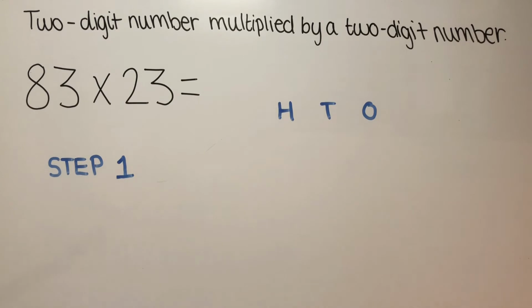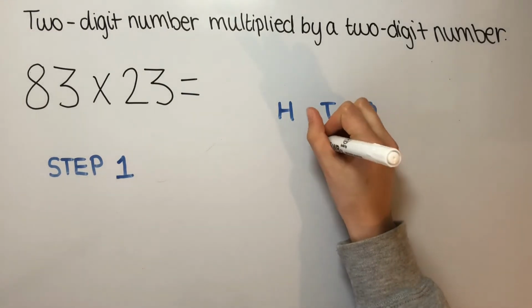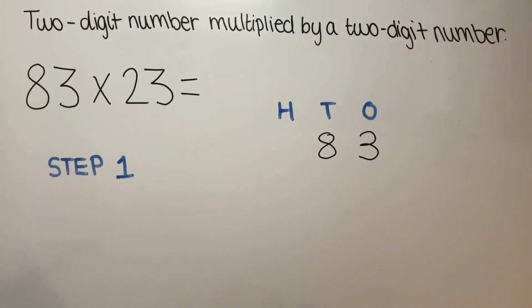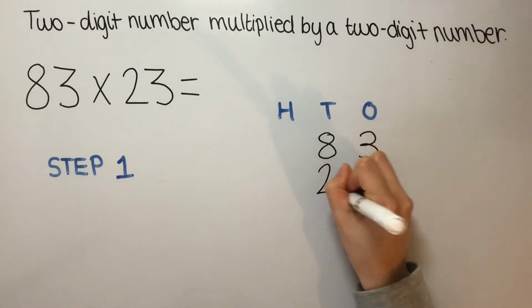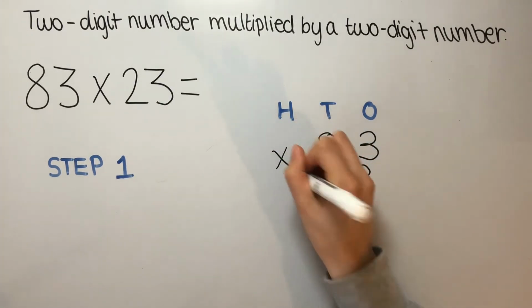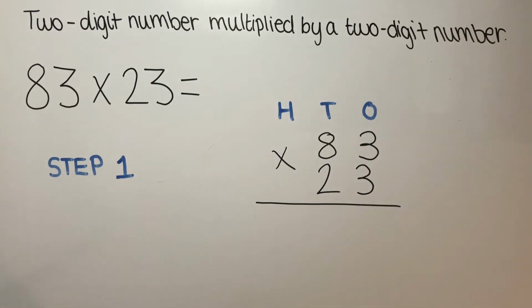We are now doing a 2-digit number multiplied by a 2-digit number. Our question is 83 times by 23. Our first step is to write it in the hundreds, tens and ones column. So for 83 we have 8 in the tens column, 3 in the ones column, and then for 23 we have 2 in the tens column and 3 in the ones column. Our multiplication sign, and this is how we set it out.